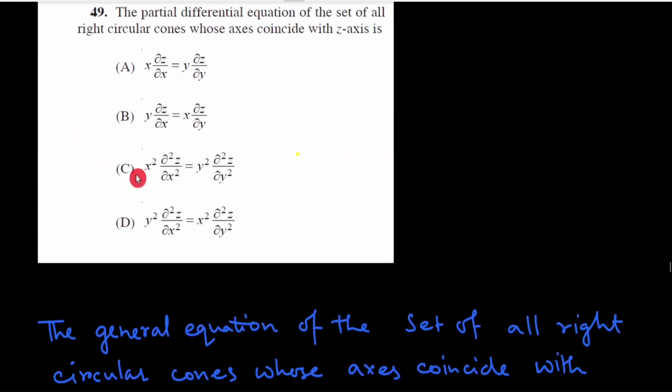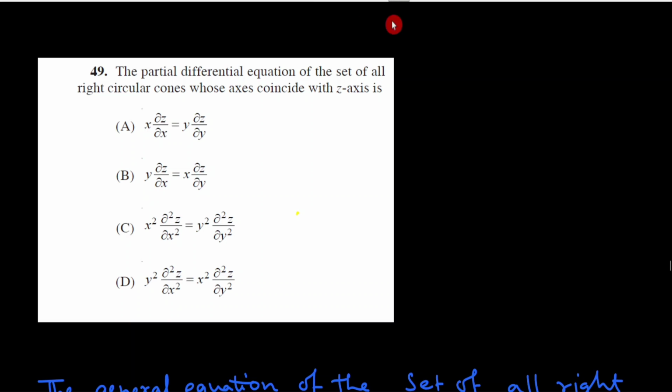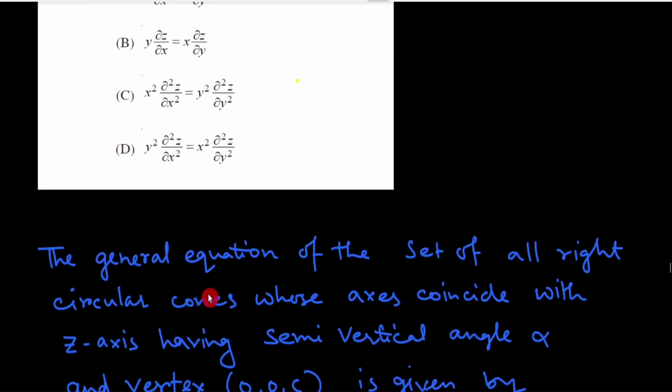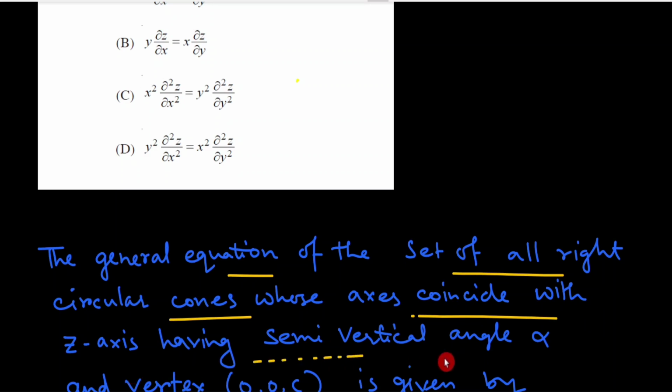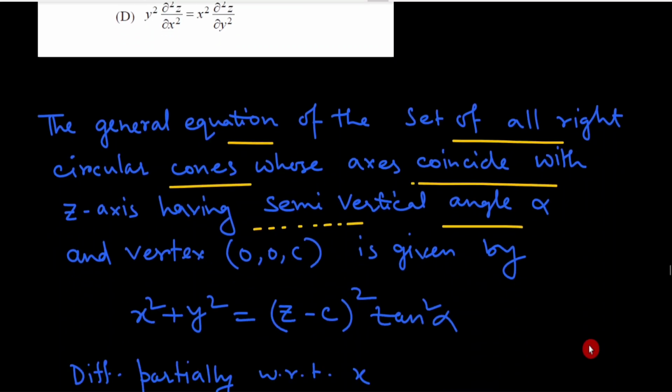Now go to question number 49. Question number 49 says that the partial differential equation of the set of all right circular cones whose axes coincide with the z axis is. Now for this question, the general equation of the set of all right circular cones whose axis coincides with the z axis, having semi-vertical angle alpha and vertex (0, 0, c), is given by x square plus y square equal to (z minus c) whole square tan square alpha.